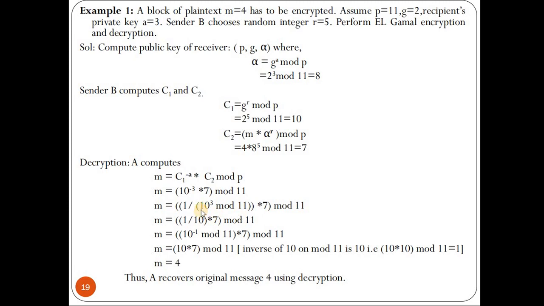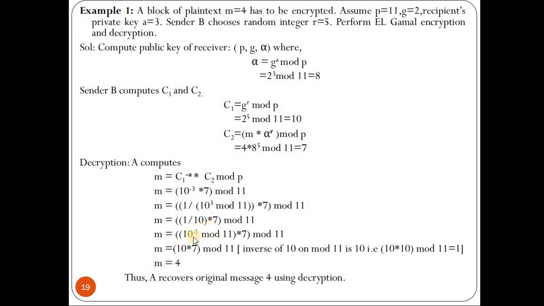So next I need to compute 10 to the power 3 mod 11. The computation of 10 to the power 3 mod 11 is nothing but 10 itself. So it will be 1 by 10, and this whole thing will lead to 1 by 10 into 7 whole mod 11. 1 by 10 can be written as 10 to the power minus 1. It is 10 to the power minus 1 into 7 mod 11.